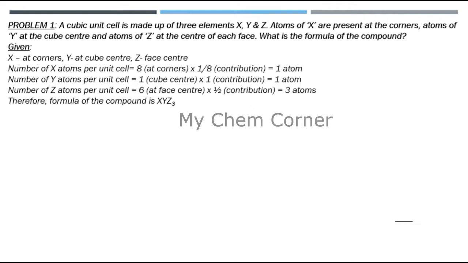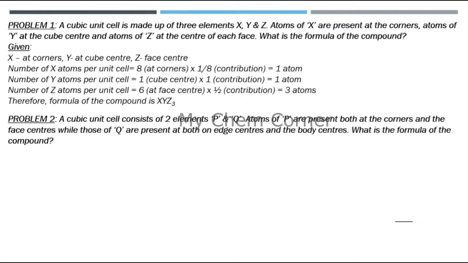Now let's move into the second problem. The second problem is a cubic unit cell consists of 2 elements, P and Q. So in this case, we have only 2 elements. One is P and the other one is Q.